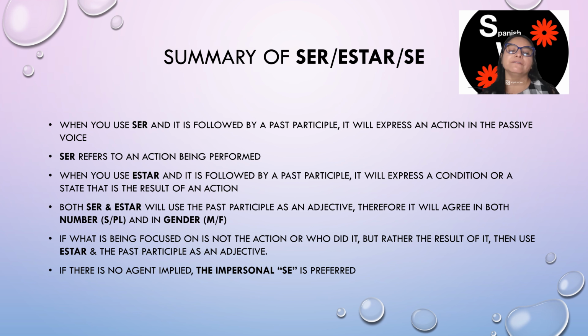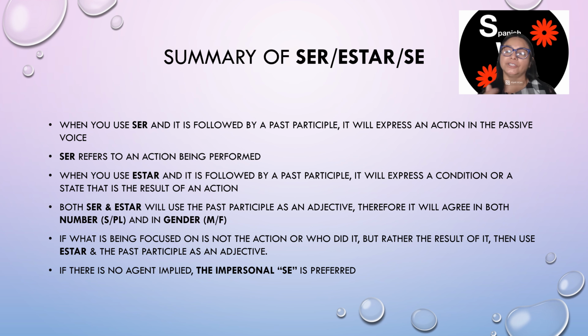If what is being focused on is not the action or who did it, but rather the result of it, then use estar in the past participle as an adjective. So we're talking about the result. So passive voice, use ser plus the past participle as an adjective. The result of something uses estar, okay? Or the condition of something will use estar, plus the past participle as an adjective in which they agree both in number and in gender.